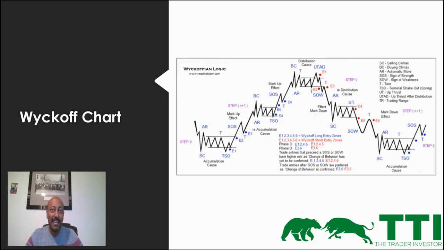And I simplify this for myself because there are too many things to remember on this chart, right? There's SC, AR, T, TSO, SSO. I don't want to remember all of this, right? Just for context, SC means selling climax, BC means buying climax. So climax means at that point, it reverses. And it might test the boundaries, and then reverses again.